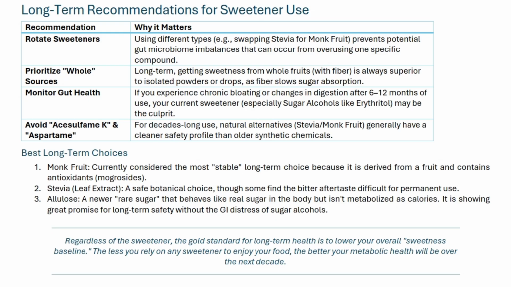Among the best long-term sweetener choices, monk fruit is noted for its stability and antioxidant properties, while stevia is recognized as a safe botanical option, despite some users finding its aftertaste challenging. Allulose, a newer rare sugar, is also mentioned for its favorable metabolic behavior and lack of gastrointestinal distress compared to sugar alcohols. Ultimately, the overarching goal is to reduce reliance on sweeteners altogether, as lowering the overall sweetness baseline is deemed beneficial for long-term metabolic health.